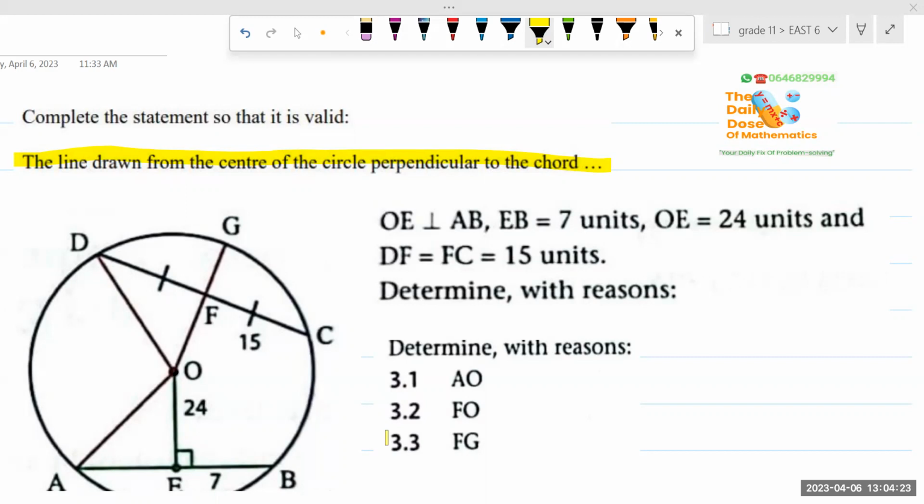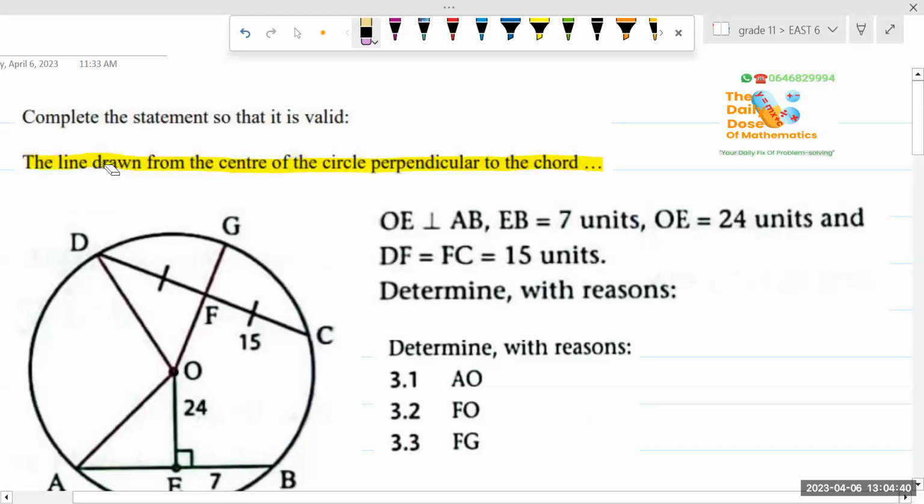Can you complete the statement, Pisa? The line drawn from the center of the circle perpendicular to the chord bisects the chord. Yeah, it bisects the chord. It means it's going to cut the chord into two equal parts. So this is the theorem. It says if we have a line from the center perpendicular to the chord, it's going to bisect the chord.